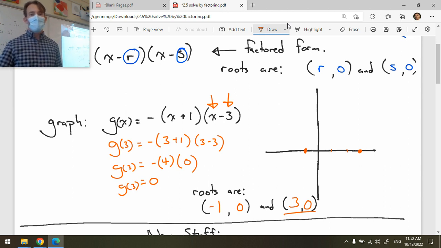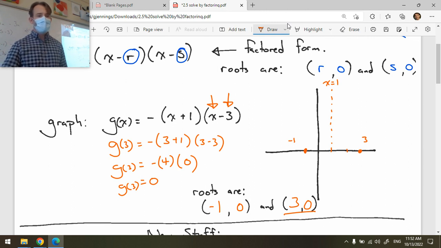And then I can say, well, where's the vertex of this function going to be? It turns out that it's right in between them. Here's the axis of symmetry at x equals 1. I know that x equals 1 is the axis of symmetry because that's the average of negative 1 and 3. So the midpoint between the two roots is going to give me the vertex.